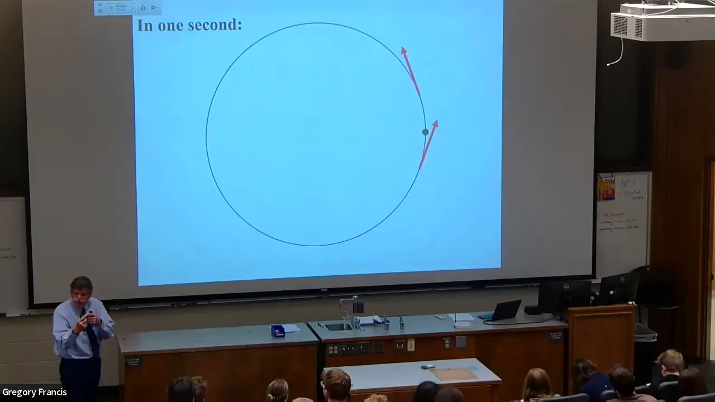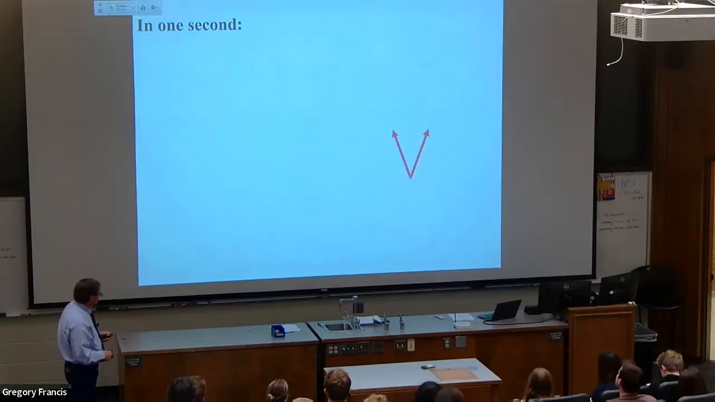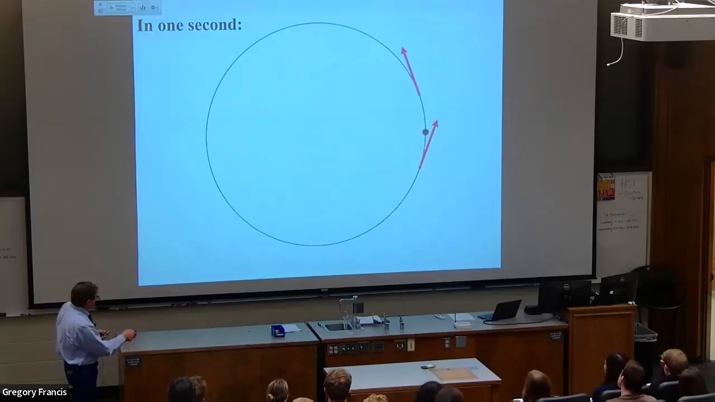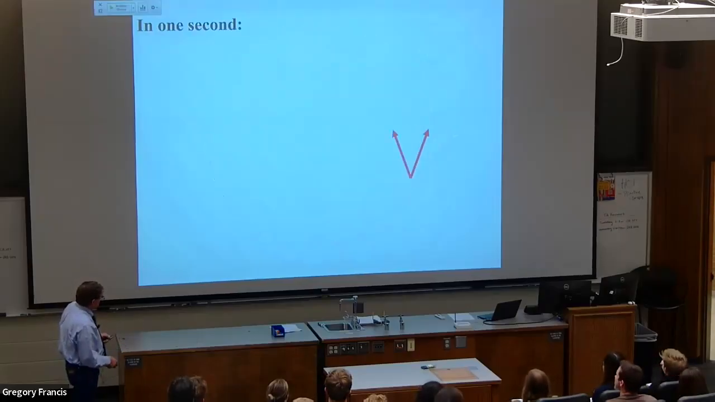Now they're the same length because you've got cruise control on, but they're not the same direction. So I look for how different they are by putting them tail to tail. I pick this one up and move it down so that they're tail to tail. And then the change vector is what I have to add.